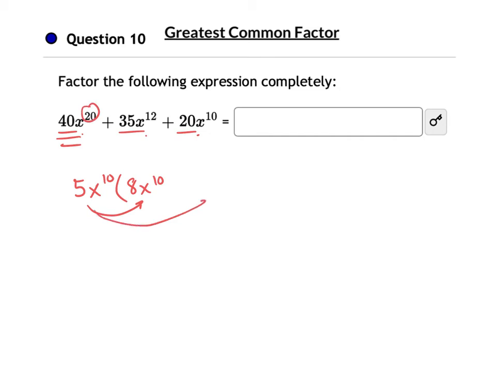5x to the 10th times the second spot makes 35x to the 12th. I need a 7 to make 35, 5 times 7, and I need 2 more x's to make 12, plus 5x to the 10th times 4 makes 20, and I don't need any more x's because when I take 5x to the 10th times 4, I get 20x to the 10th.